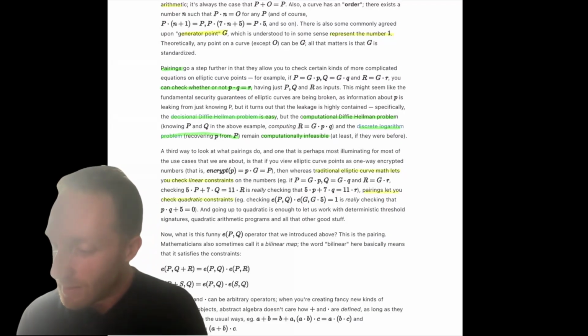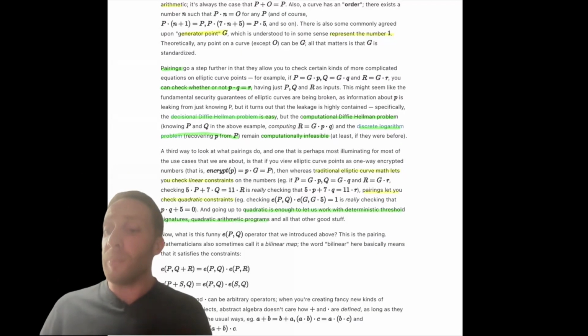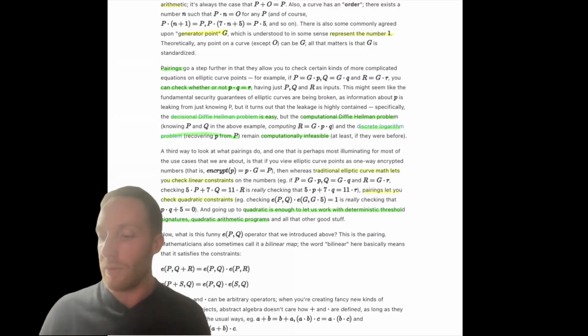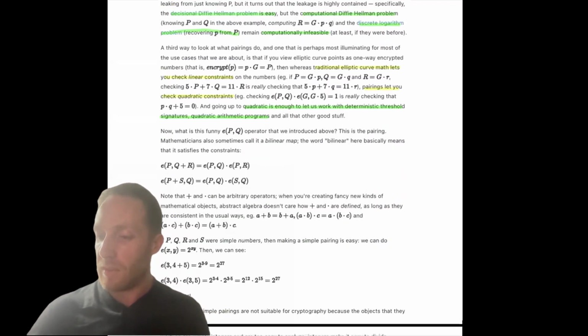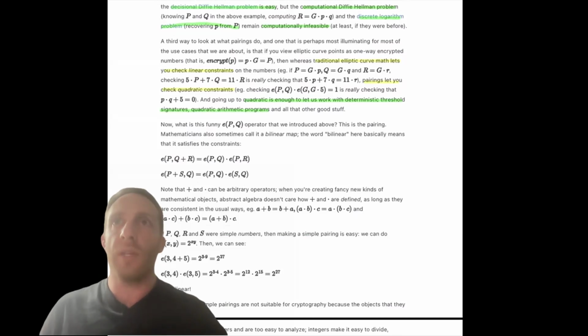And then the key sentence is what I was just saying: the quadratic is enough to let us work with deterministic threshold signatures, quadratic arithmetic programs. So this post was written as the first of a series of posts that wants to talk about SNARKs, I believe. Because QAPs are used there. I won't go into that, although this is another use for these pairings, which is quite nice. Okay, so here we go.